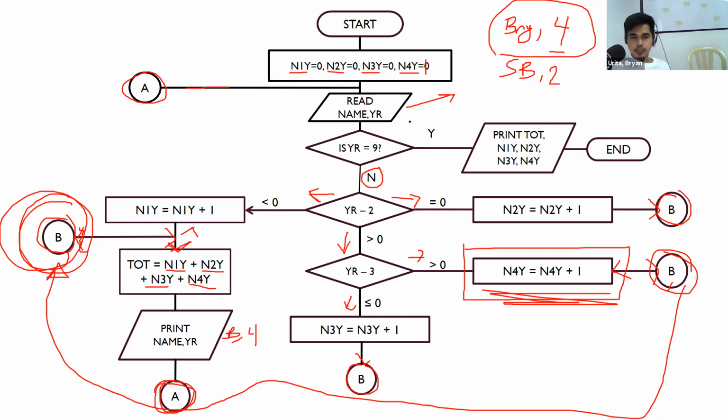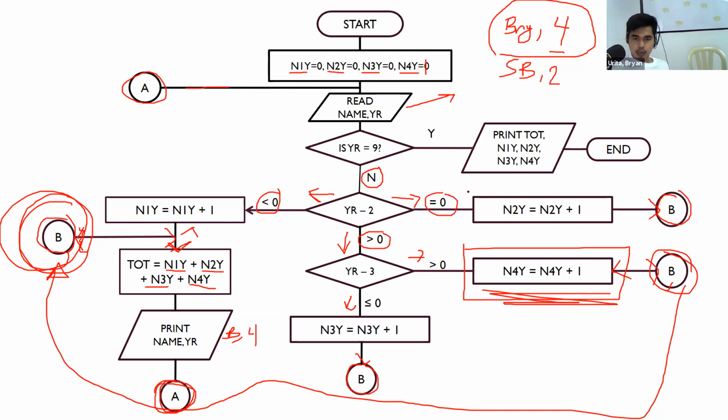So second year, si SB. Is year equals 9? No ulit. And then year minus 2, that's 2 minus 2. Is it greater than 0? No. Less than 0 pala ito. Is it greater than 0? No. Is it equal to 0?